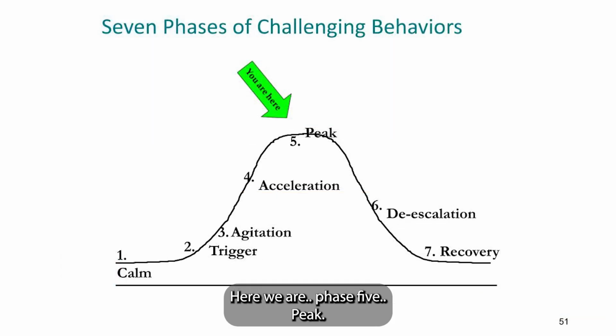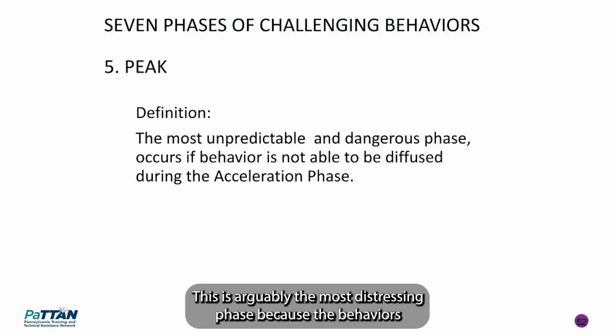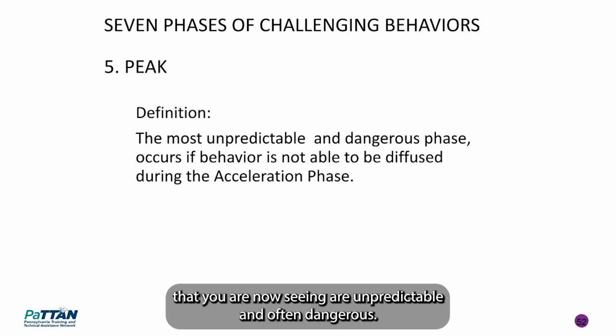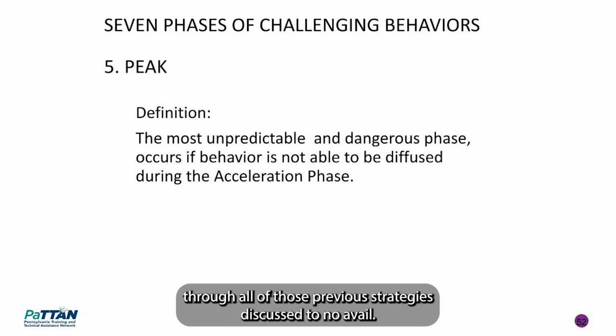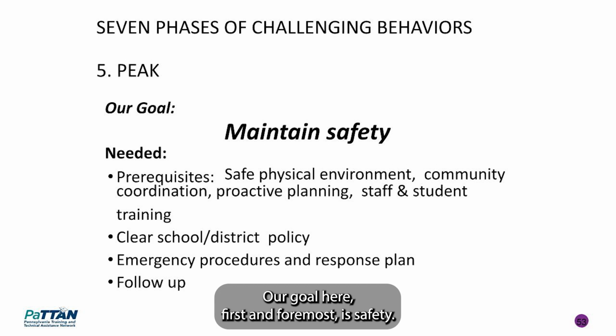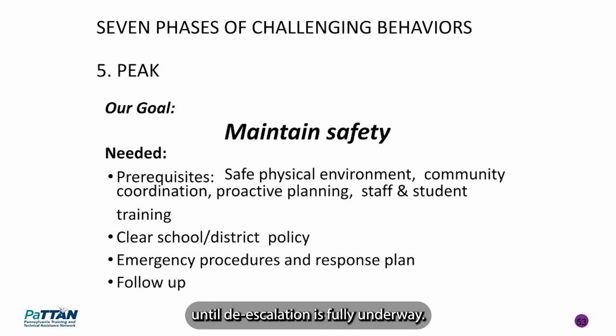Here we are, phase 5, peak, or what I sometimes just call full-on crisis. This is arguably the most distressing phase because the behaviors that you are now seeing are unpredictable and often dangerous. It is also difficult because you may have been working through all of those previous strategies discussed to no avail. Our goal here, first and foremost, is safety. This takes precedence over every other priority until de-escalation is fully underway.